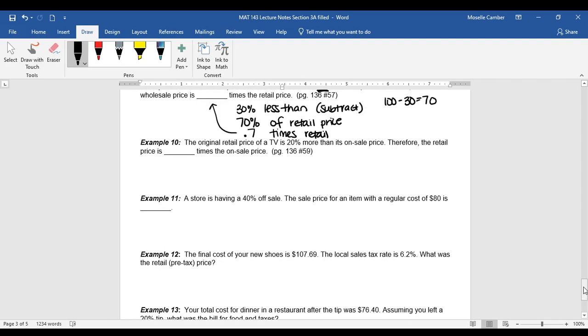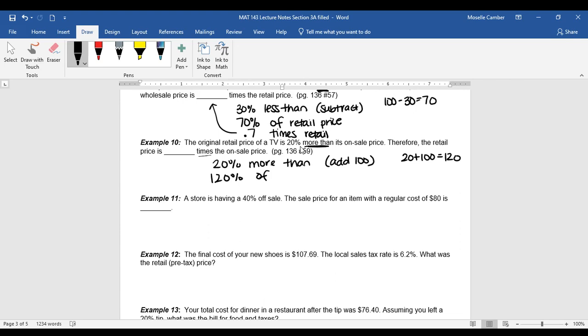Okay, example 10. We have the original retail price of a TV is 20% more than its on-sale price. So here we have more than, which means we're going to be increasing in price, which means we're going to be adding the 100. So instead of saying 20% more, we're going to add on the 100. So we have 20 plus 100 to give us 120. So we have 120% of the sale price.